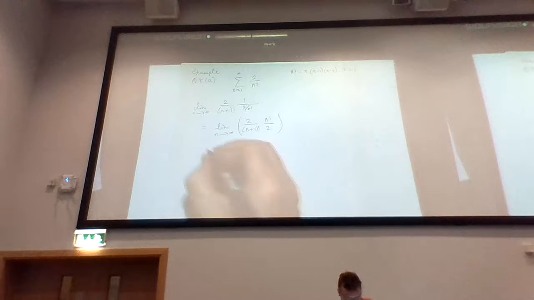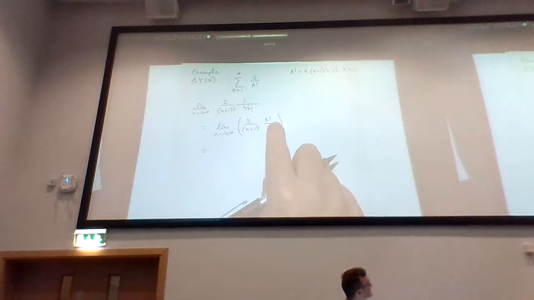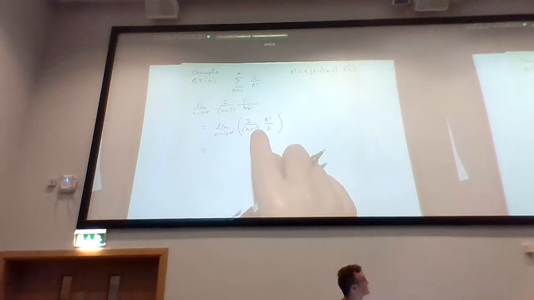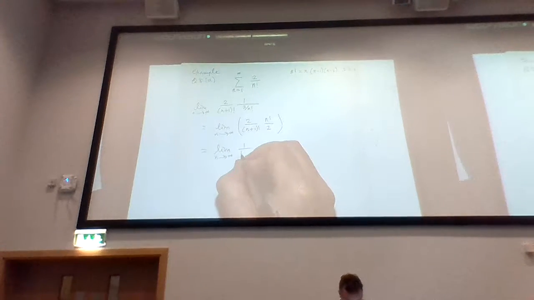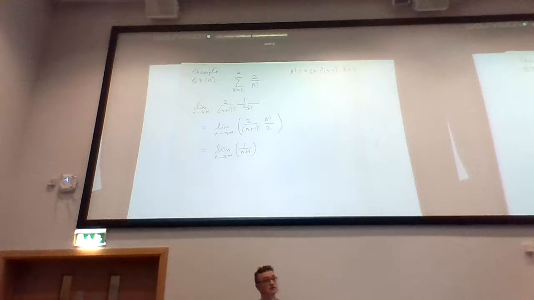The 2's are going to cancel. All of the factors in the top factorial are contained in the bottom factorial. They're all going to cancel out, leaving just 1 over n plus 1, leaving just n plus 1 in the denominator. Okay? Everything else cancels out.